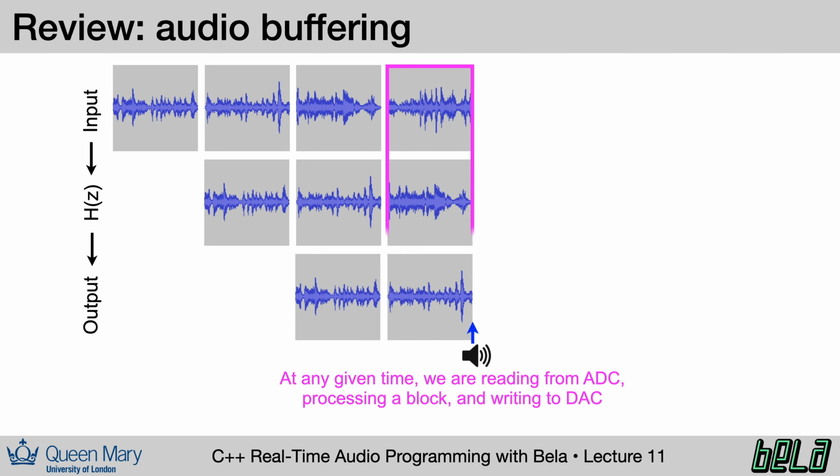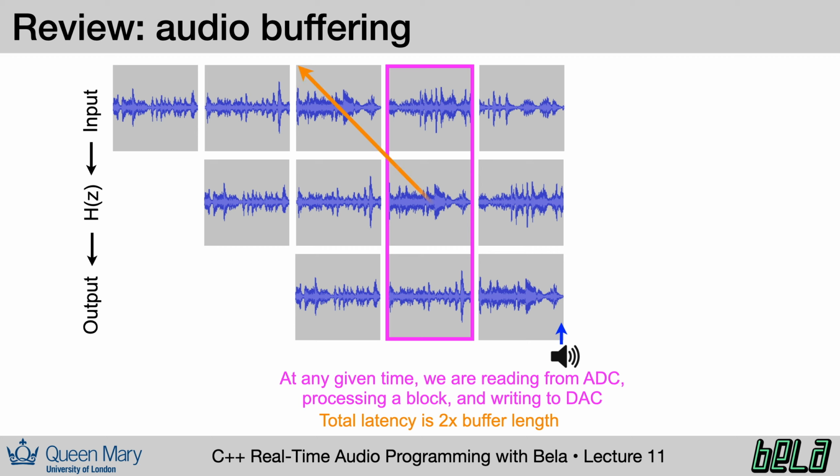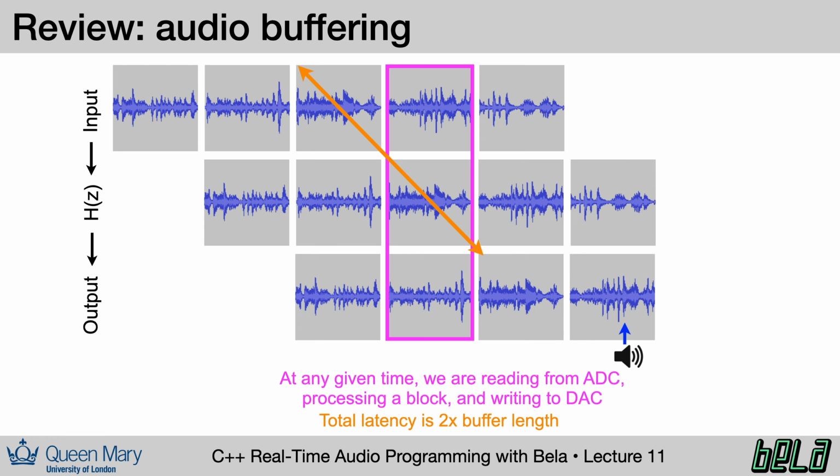What that means is that at any given time, there are three things going on. Our input hardware is gathering audio samples into a buffer, our render function is processing a buffer, and our audio output hardware is playing back a buffer. This structure tells us that our latency between audio input and audio output is equal to twice the buffer length plus any additional latency introduced by our audio processing code.